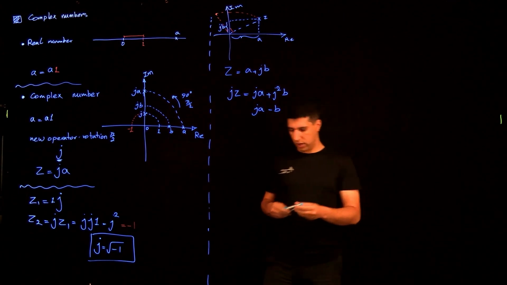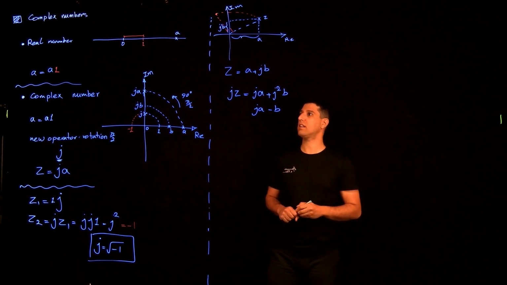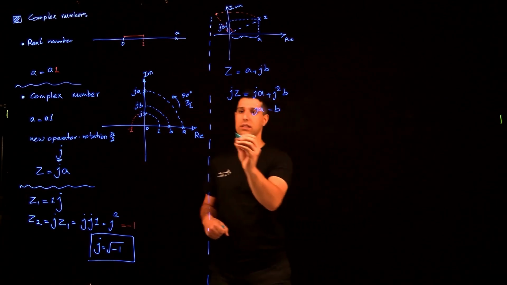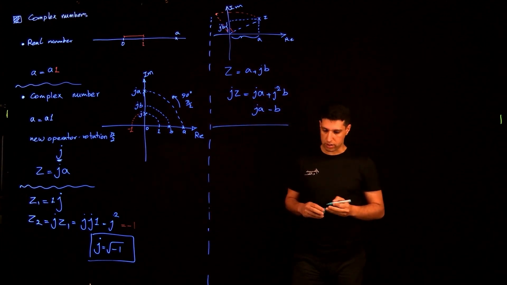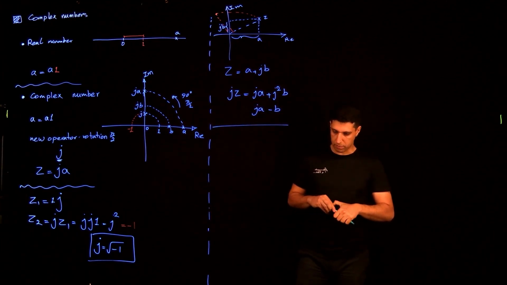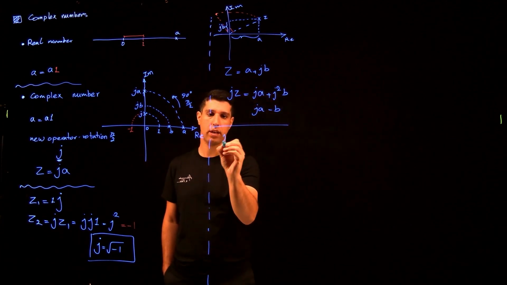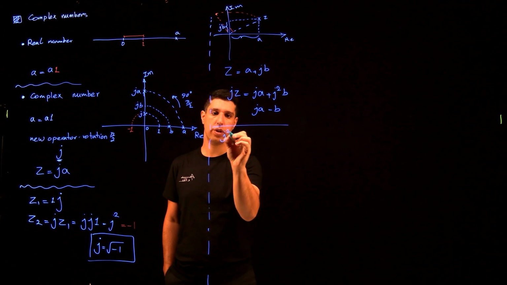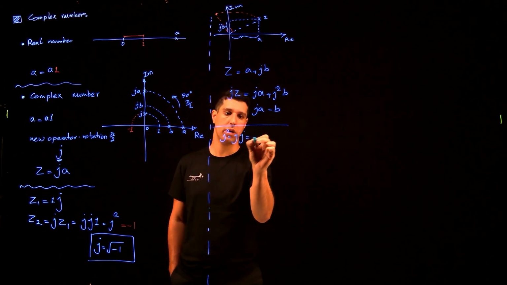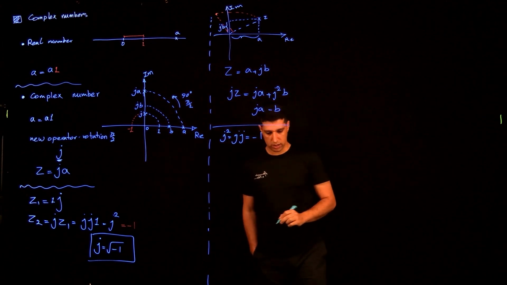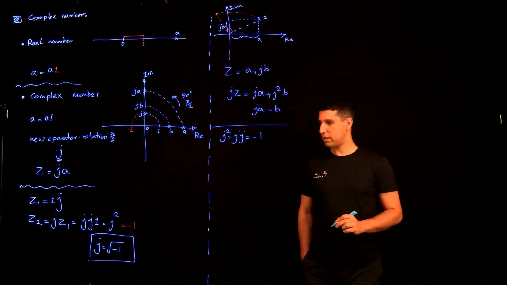So now that we have seen what a real and an imaginary number is, let's look at some of the properties of complex numbers. We just saw that J squared, or J times J, equals minus 1. This is the more or less famous definition of J.